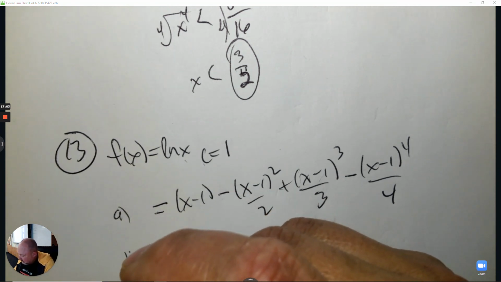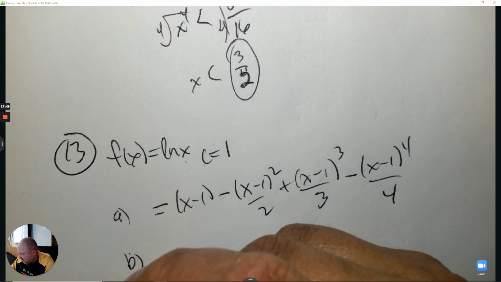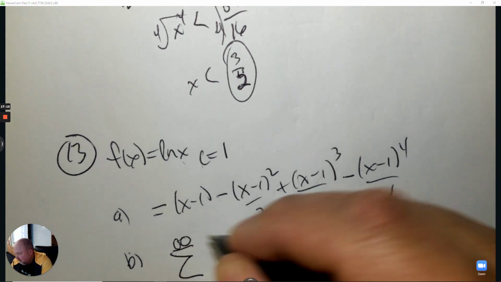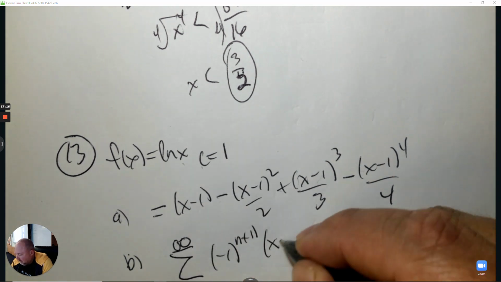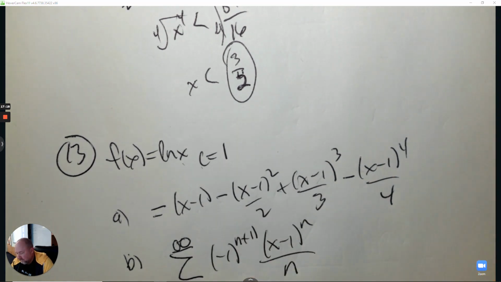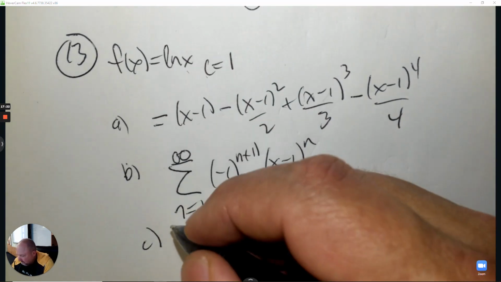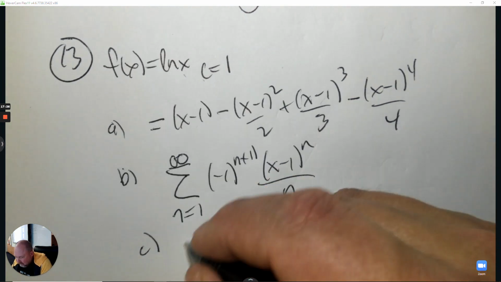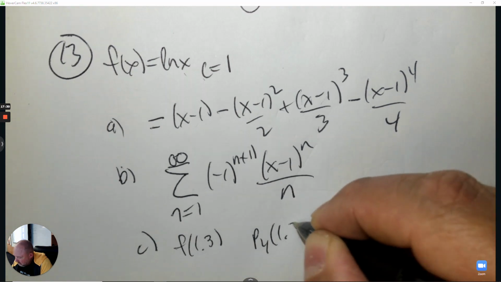Then for B, it says write a power series using summation notation for it. So the power series, it alternates, and it's x minus 1 to the n over n. It's that series. Part C: approximate f at 1.3 using the 4th term at 1.3.